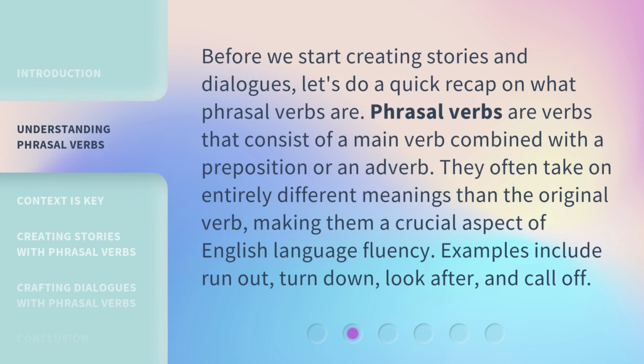Before we start creating stories and dialogues, let's do a quick recap on what phrasal verbs are. Phrasal verbs are verbs that consist of a main verb combined with a preposition or an adverb. They often take on entirely different meanings than the original verb, making them a crucial aspect of English language fluency. Examples include run out, turn down, look after, and call off.